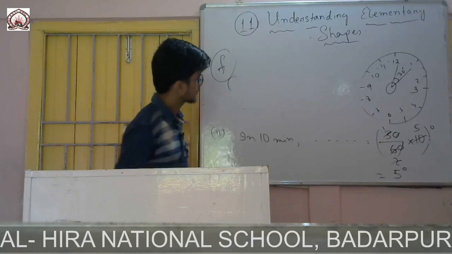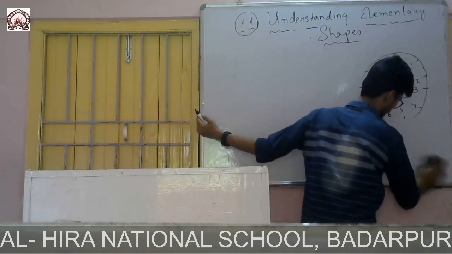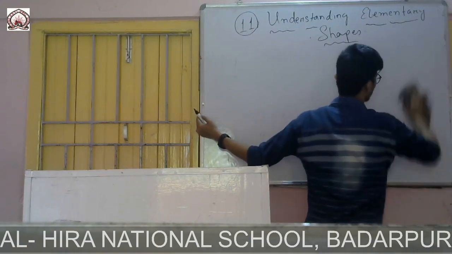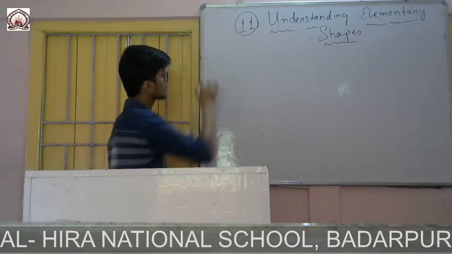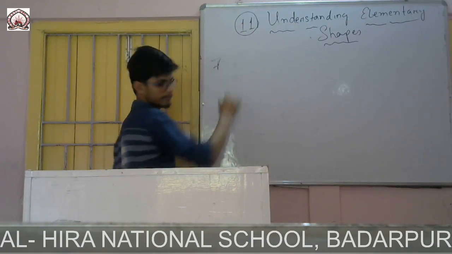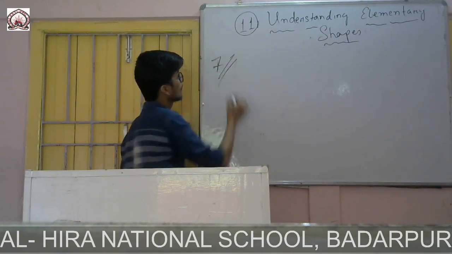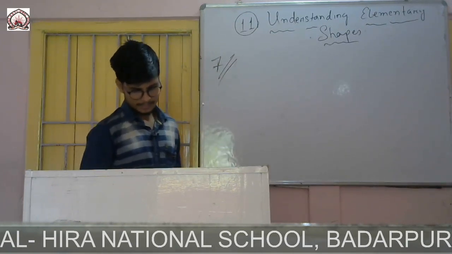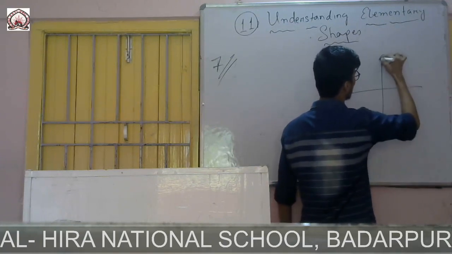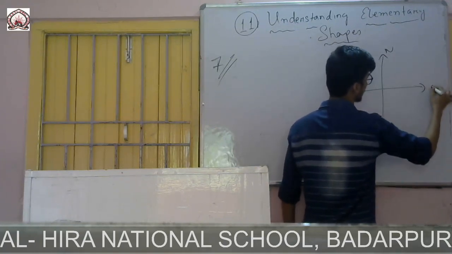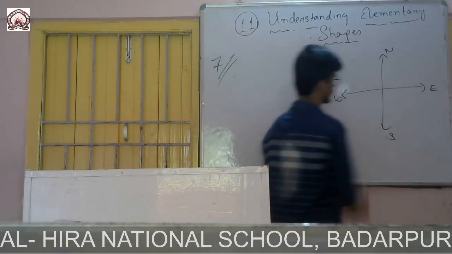Now question number 7. It is about this direction. So first of all, let me draw this one. It is north, it is east, it is west, and this one it is south.